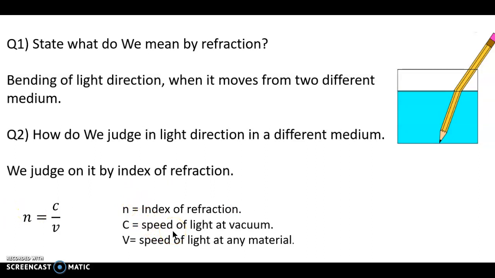C is the speed of light in a vacuum, and it has a constant value, always in a vacuum, 3 times 10 to the 8 meters per second. And V is the speed of light in any other material. This is going to help us a lot in these equations. Because C is a constant, I'm able to find any of these. If they give us N, I'm able to find V. If they give us V, I'm able to find N. And by the way, N is always greater than 1 because C is the greatest, so it gives a value greater than 1.